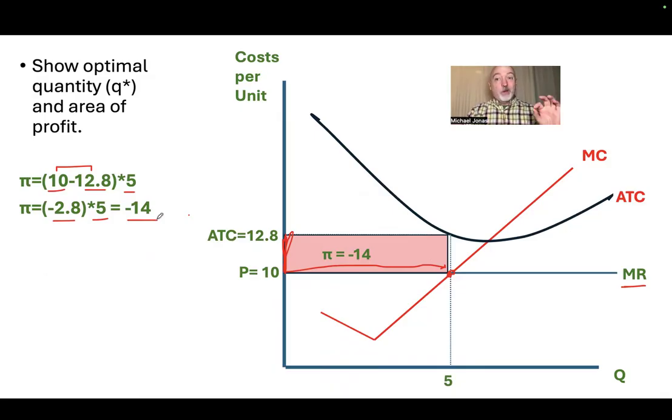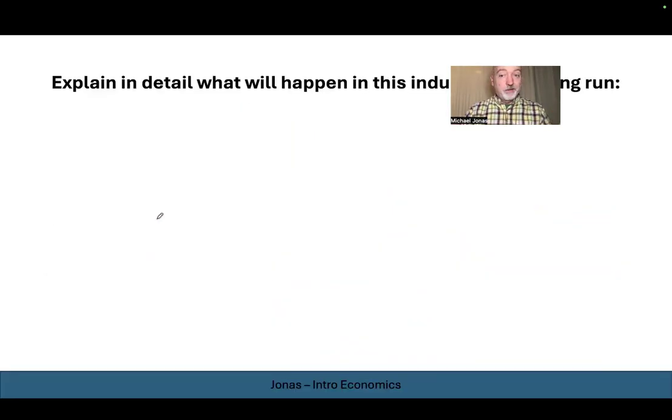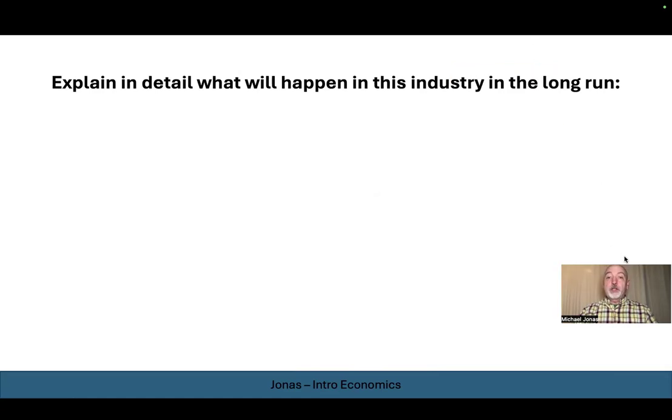Okay, so far we are acing this question. But there's one more big one when you flip the page. Given that our representative firm is losing money, what's going to happen to this industry in the long run, right? So what are the long run dynamics that would play out here?